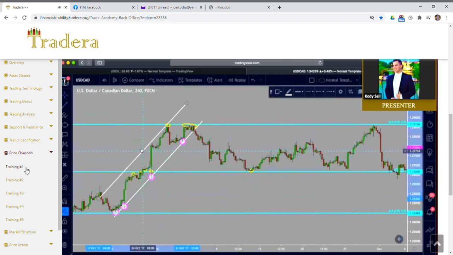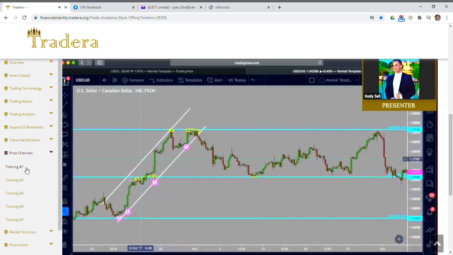So here we are right here. Here's the other side of our channel. And you can pull it through and see how price was originally finding support at this trend line, and then of course found resistance up here. So here's the other side of this channel.